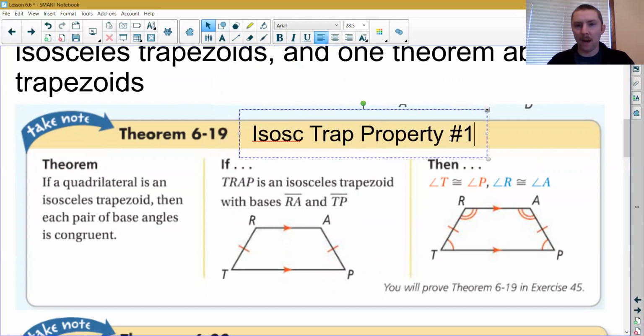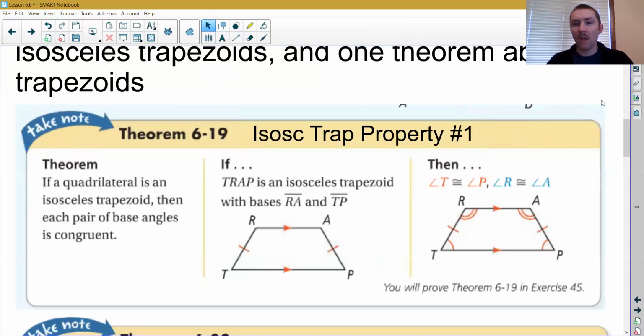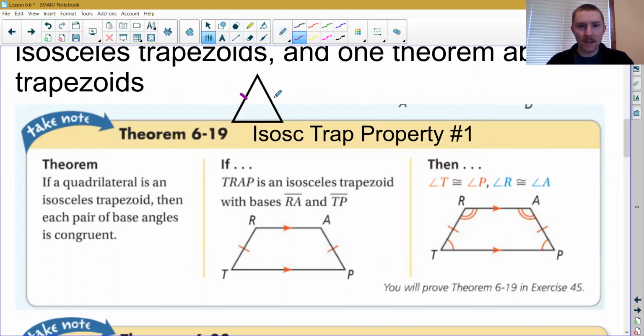Isosceles trapezoid property number 1 is that, similar to isosceles triangles, all the base angles are congruent, okay? So remember when we had isosceles triangles, if I just draw us one real quick right here, okay, when we knew that this side and this side were the same, we also knew that the angles across from them were the same, right? That was our isosceles triangle theorem back in chapter 4.